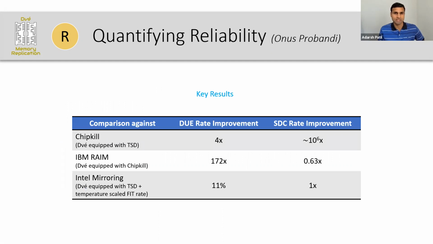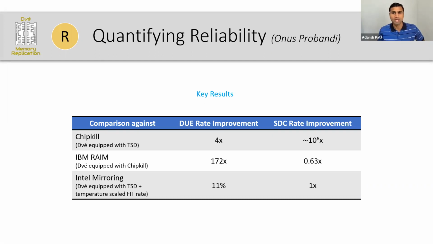Let's look at some of the key results from the analytical model. Compared to chip-kill, DWAY provides a 4x reduction in DUE rate. DWAY also provides a significant reduction in SDC rate over chip-kill, as DWAY can use the extra capacity that is obtained by relinquishing the correction code to store a strong detection-only code. Compared to IBM RAIM, DWAY reduces DUE by over 2 orders of magnitude.